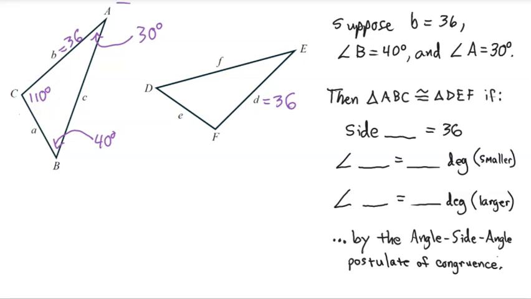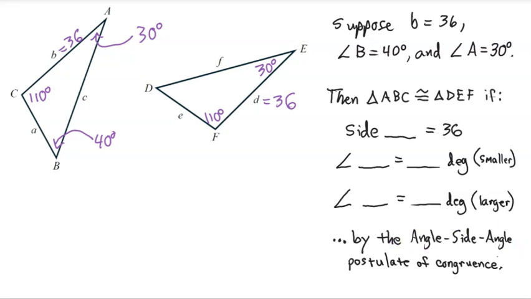And one of them has to correspond to A, and the other one has to correspond to C. Well, C is larger than A, and F is larger than E. So if angle F is 110 degrees, which is the same thing as angle C, and if angle E is 30 degrees, just like angle A is 30 degrees, okay, then the triangle ABC would be congruent to triangle DEF by the angle side angle, okay?